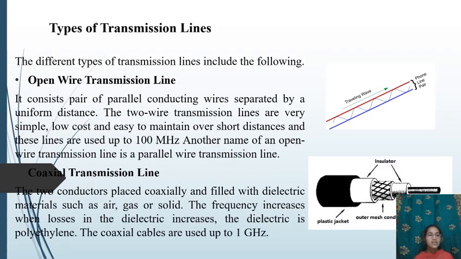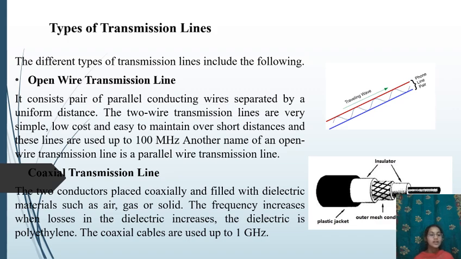Types of transmission line. Different types of transmission line include the following. Open wire transmission line: it consists of a pair of parallel conducting wires separated by a uniform distance. The two-wire transmission lines are very simple, low cost and easy to maintain over short distances, and these lines are used up to 100 megahertz. And the other name of open wire lines is parallel wire transmission line system.